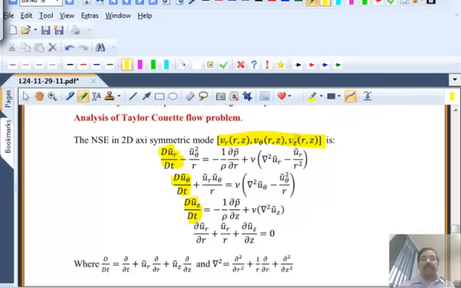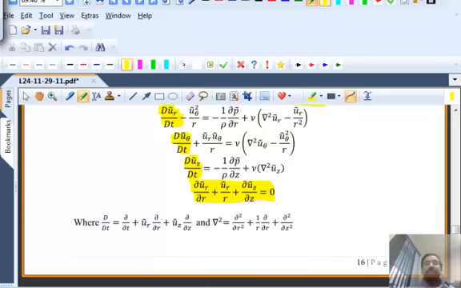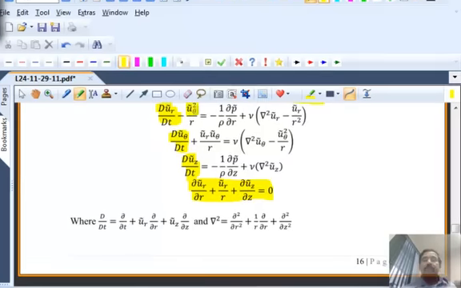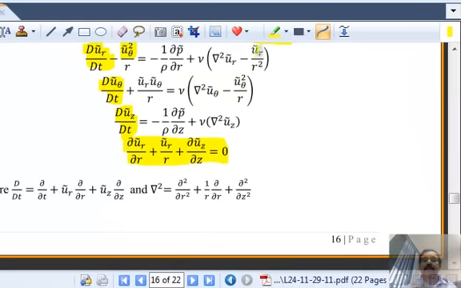This you should be able to do: simplifying the Navier-Stokes equation under that assumption. And then this is a nonlinear equation. For example, you have U_theta squared here, and here you have U_r U_theta, products of nonlinear terms. You need to linearize that.